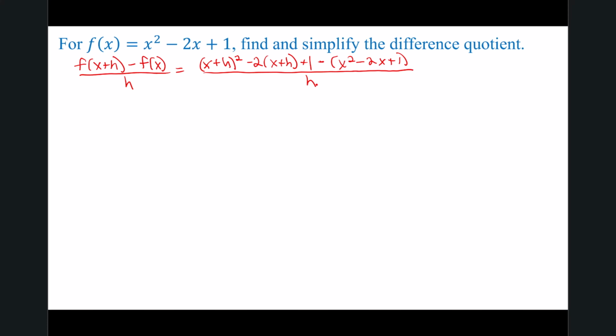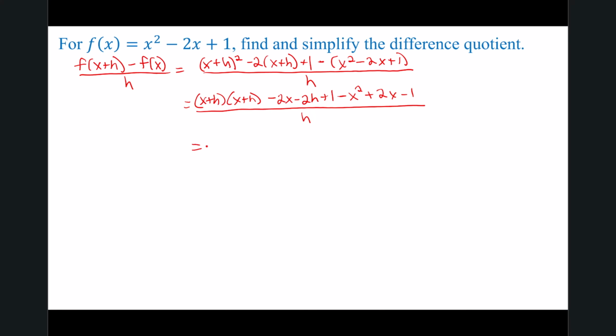So what I'm going to do now is simplify everything. And at the end, I want this h that is currently in the denominator to be gone. I'm going to somehow cancel it out. So my numerator now, if I do x plus h times x plus h, and then I have minus 2x minus 2h plus 1, distributing through the negative through the second parentheses, I get negative x squared plus 2x minus 1. And that is all over h.